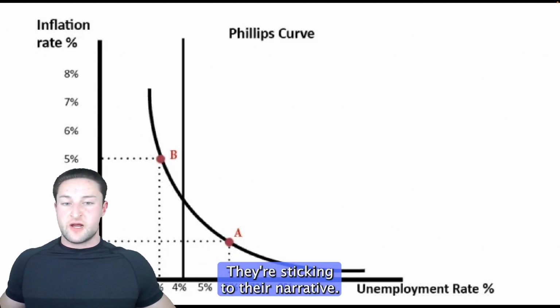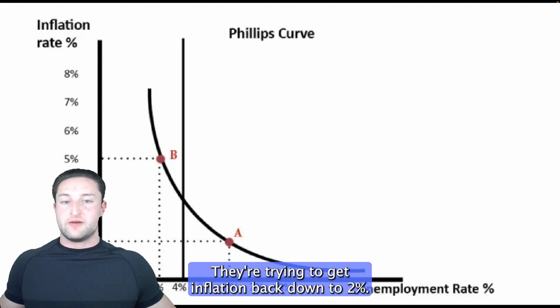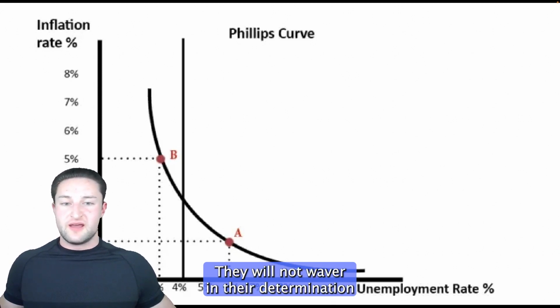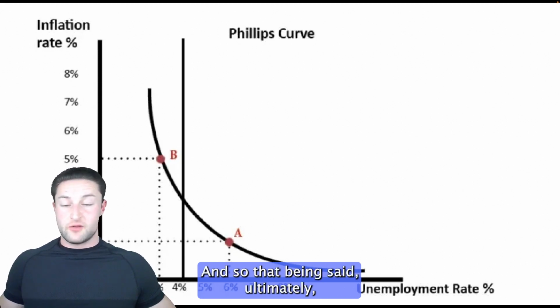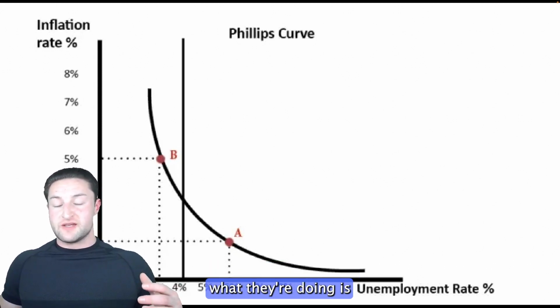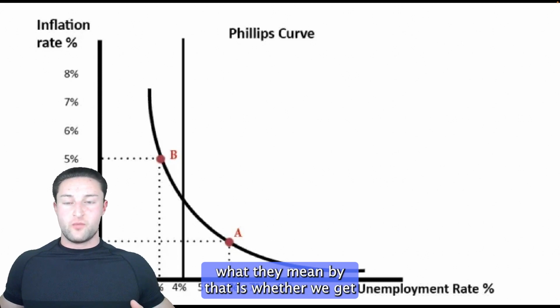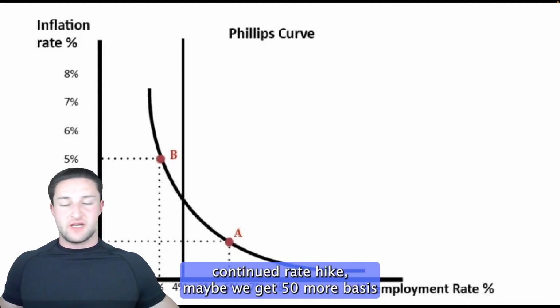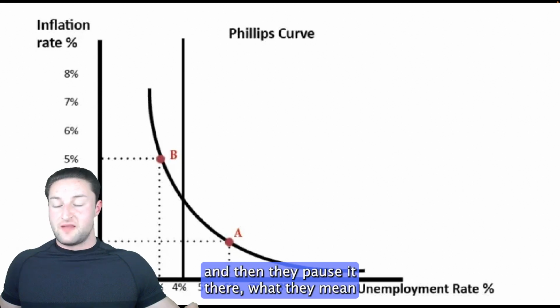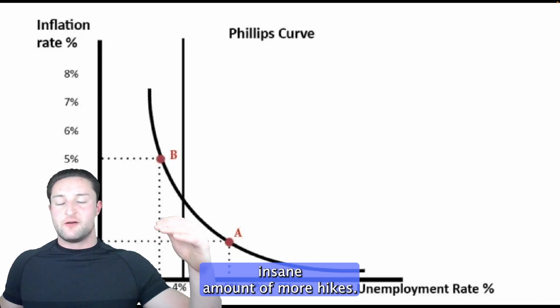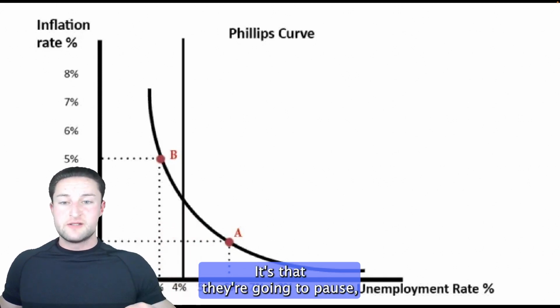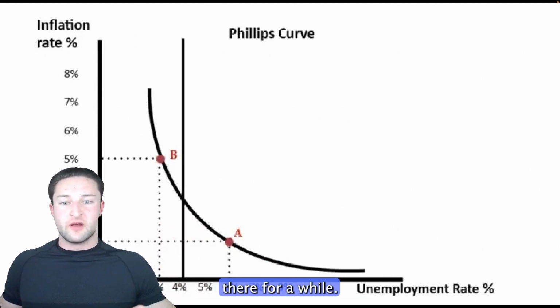They're sticking to their narrative. They're trying to get inflation back down to 2%. They will not waver in their determination to bring back price stability to 2%. And so that being said, when they say higher for longer, what they mean by that is whether we get continued rate hikes, maybe we get 50 more basis points on the upper end of the bound, and then they pause it there. What they mean by higher for longer is not necessarily an insane amount of more hikes. It's that they're going to pause, but they're going to pause and hold it there for a while.